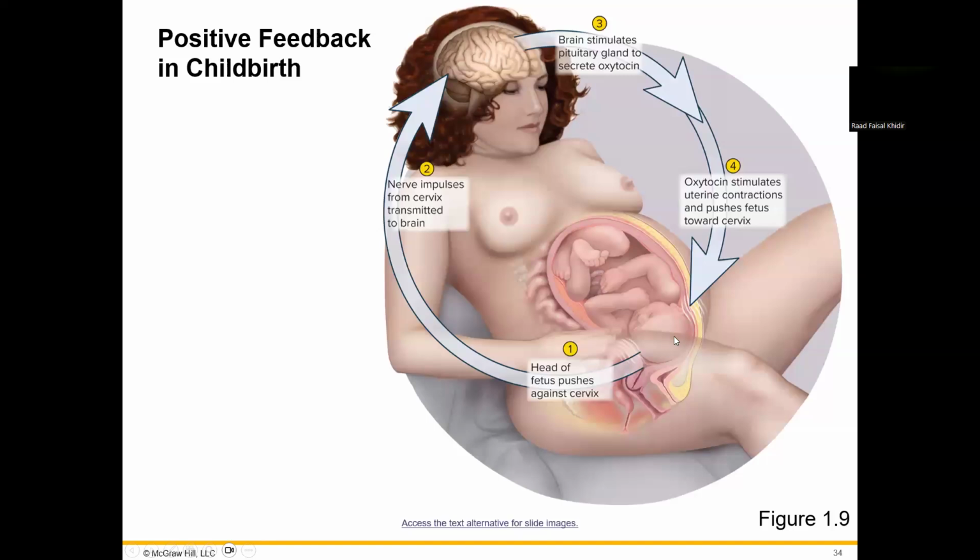That's the mom. You see, the baby is the one who is pushing the cervix, and the receptors are here, sending down. These are mechanoreceptors sending down stimulation to the brain, telling the brain that you need to send information to push. So they secrete the hormone oxytocin, and oxytocin is going to push through the cervix.